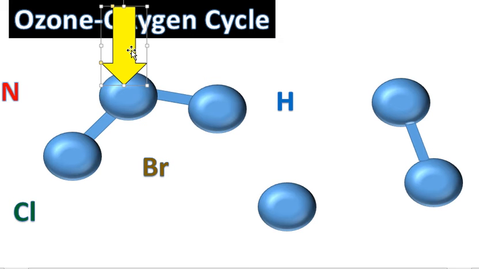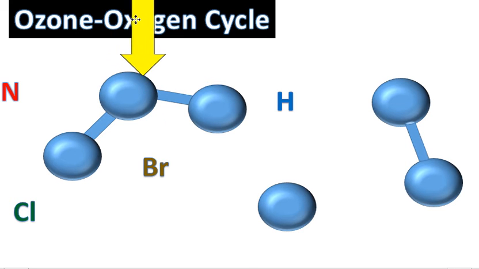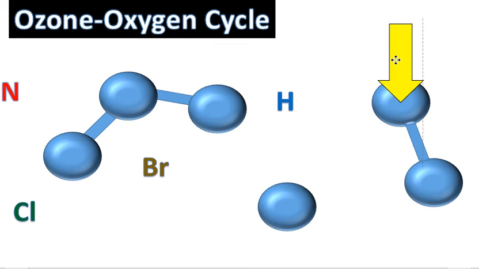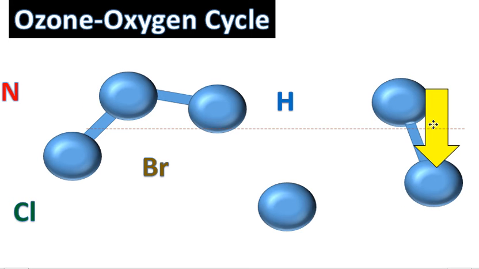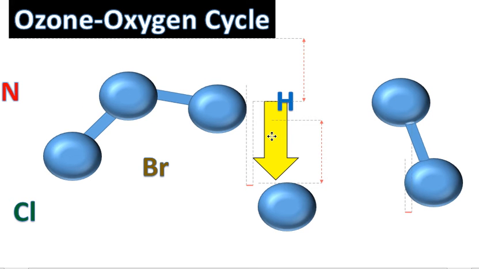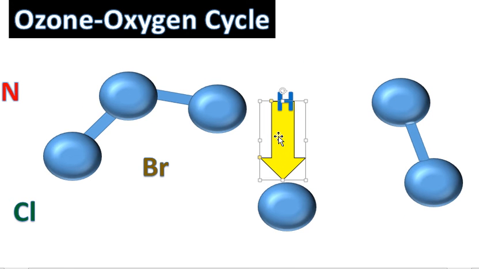As a heads up to the viewers, I would like to cite the ozone-oxygen cycle involving the sun's UV radiation hitting the O3. So let's say this is the UV light of the sun. When it hits the O3, it breaks it up into O2. This is O2, two atoms of oxygen, and one atom here.